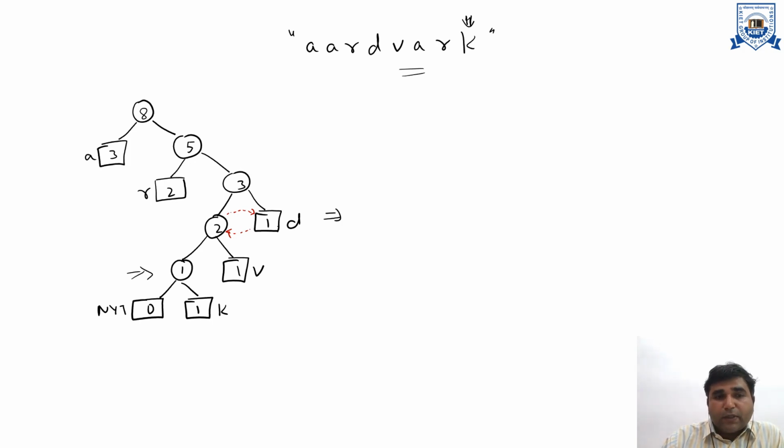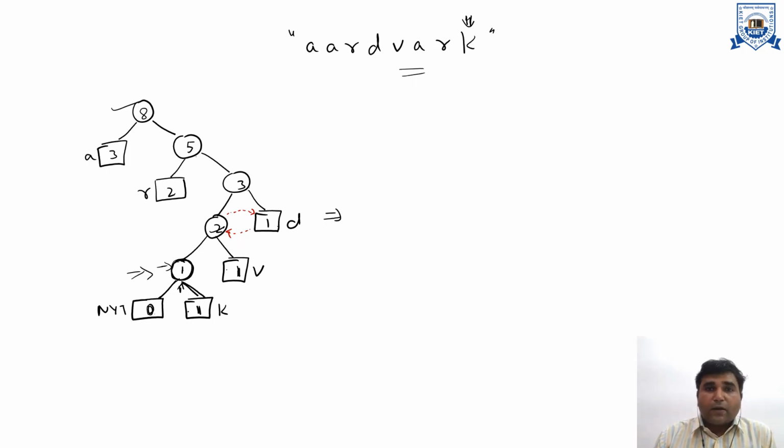So what happened in the previous slide, the NYT node is here. This NYT node creates an intermediate node and joins on its left hand side, and letter K will be joined on the right hand side with value 1. This NYT node is 0, so 0 plus 1 is 1. Then the V letter is encountered the first time, therefore we put the value 1. So 1 plus 1 is 2. Again 2 plus 1 is 3. Then 3 plus 2 is 5. 5 plus 3 is 8.